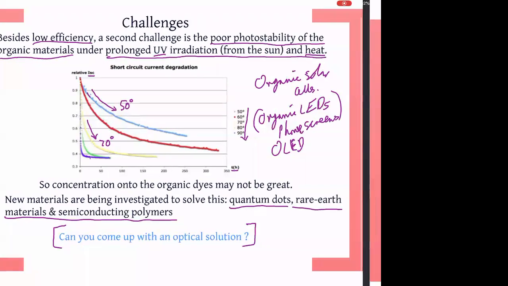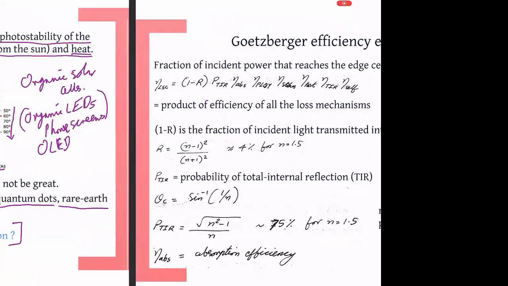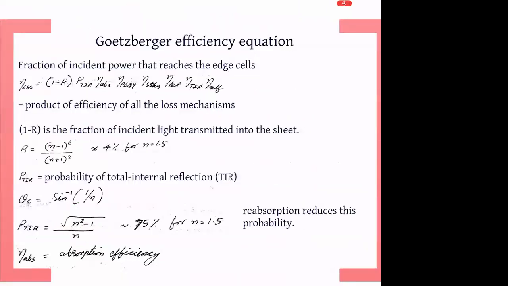Now, let's try to quantify the performance of a luminescent solar concentrator by calculating the efficiency. This is done by something called the Goetzberger efficiency equation, named after the professor from Austria who actually studied these many decades ago. What is the efficiency when we talk about solar cells?